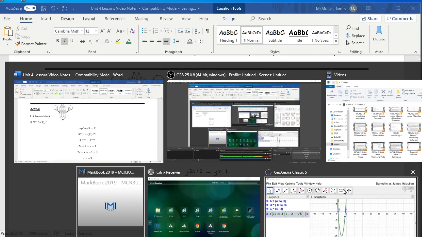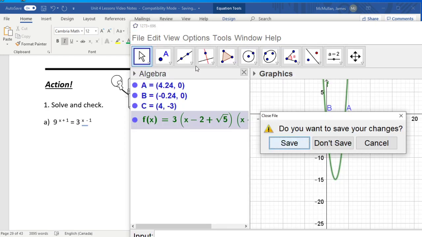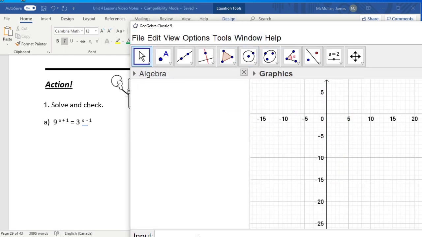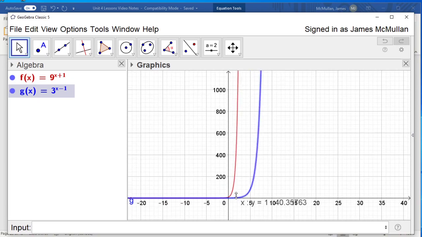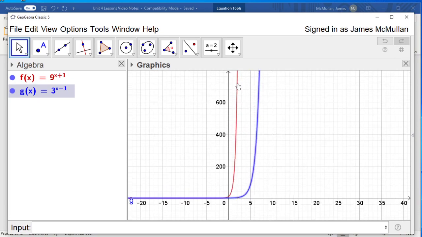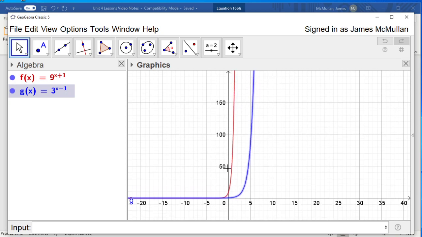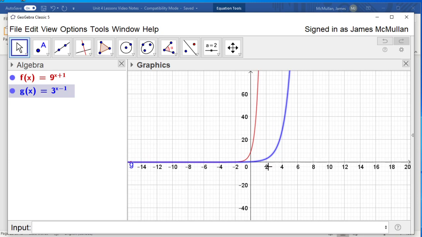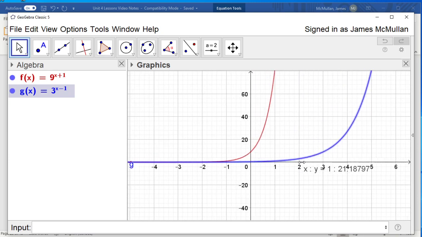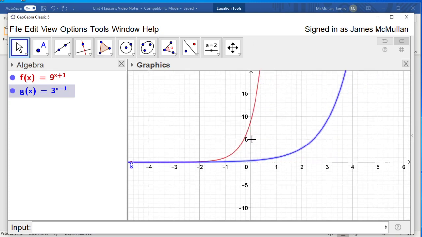Let's just quickly check this so you can see it. On the one hand, I'm going to draw 9 to the power of x plus 1. On the other hand, I'm going to draw 3 to the power of x minus 1. Now of course, finding out where these two cross is very difficult to look at, because you can see that the blue is never going to catch up to the red. So we have to look for an answer over here, and to do that, we have to zoom in quite a bit. So let's just stretch things way up.